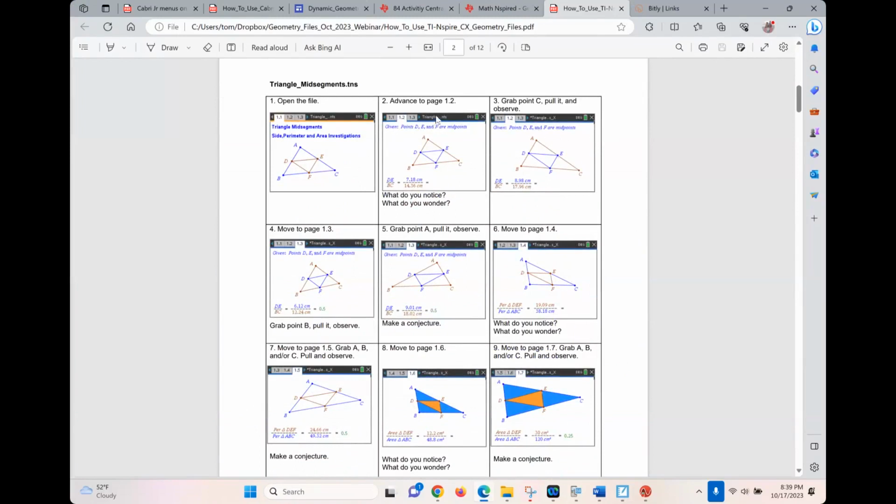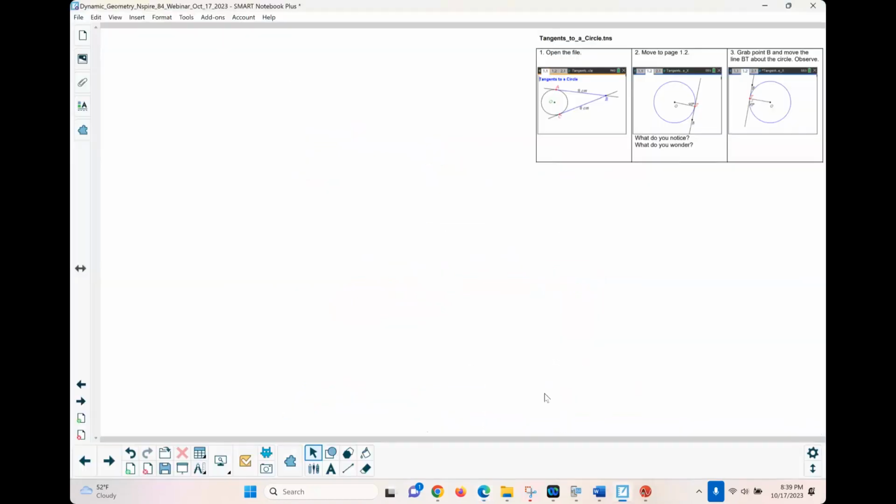So you'll notice advance to this page. What do you notice? What do you wonder? Grab point C, pull it and observe. Grab point B, pull and observe. Right, make a conjecture. What do you notice? What do you wonder? Those are all throughout the ones either I created and the ones that TI has on their website. They have student worksheets with teacher notes and solutions. So yes, this is not just play. It's guided play. It's make sure you get to the right spot and discover things. So yeah, thanks for pointing that out, Judy.